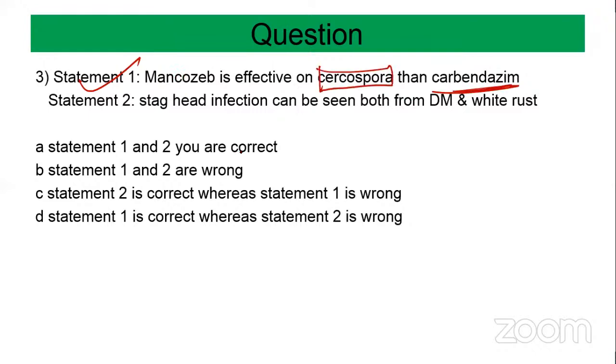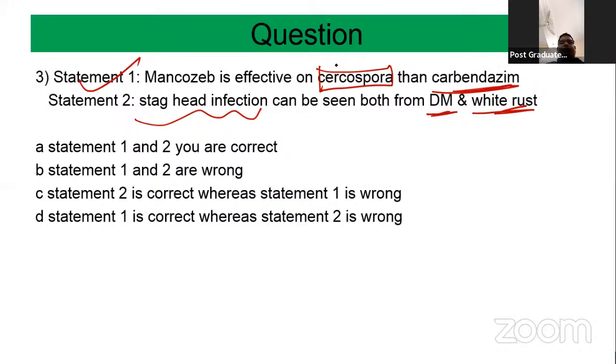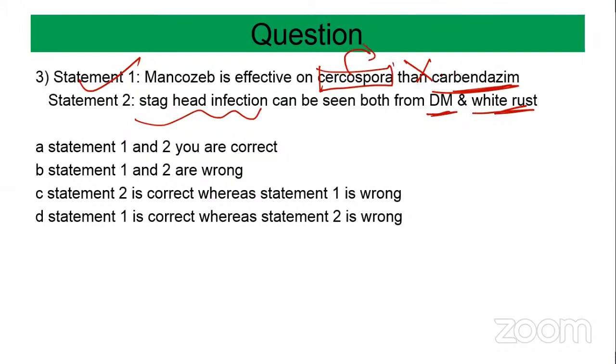Here it is asking about the Cercospora, and statement 2 says stag head infection can be seen both from downy mildew and white rust, right? So the first one is wrong because carbendazim can have higher effective control rather than mancozeb. In generalized statement, mancozeb will have more control ability on colored conidia, and the colorless conidia will have more susceptibility to carbendazim. Okay, so like that you can assume. So the first statement is wrong, and stag head infection can be seen on both downy mildew and even the white rust. That means statement 2 is correct whereas statement 1 is wrong.